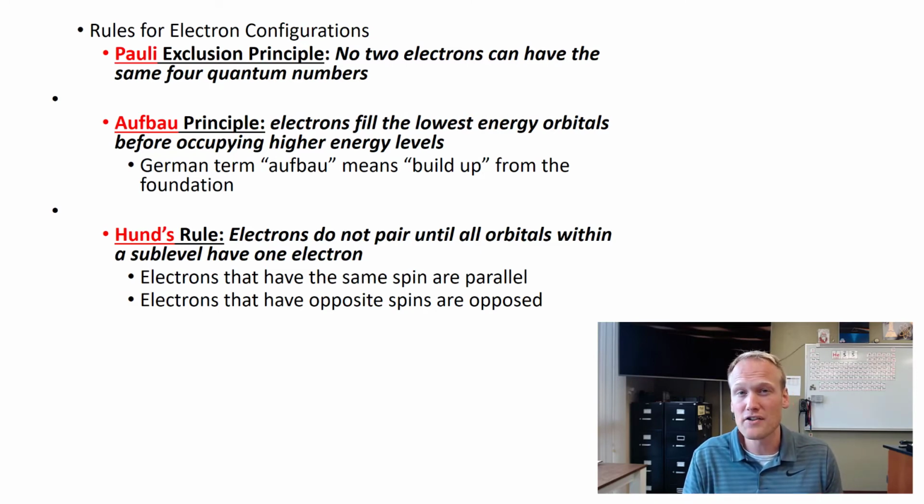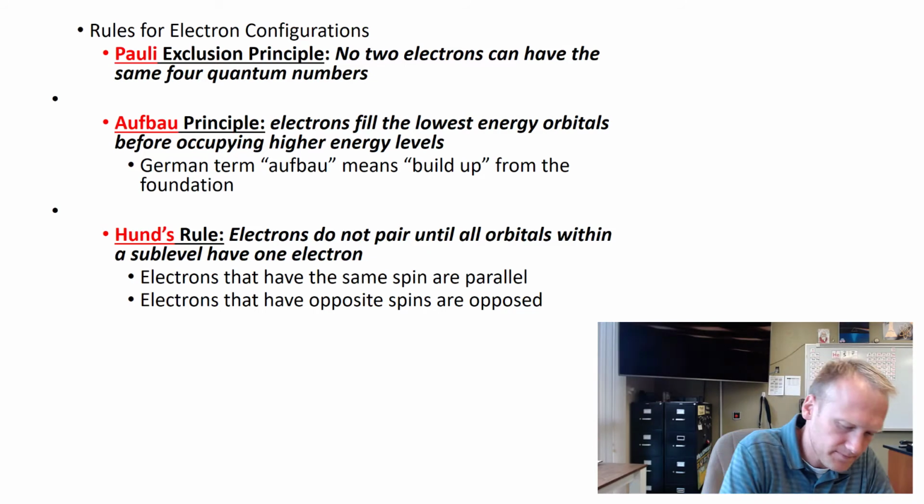We'll fill that energy level first, then we'll move on to 2, and then we'll move on to 3, and so on. And then finally we have something called Hund's rule. Hund's rule states that when we're filling a sublevel, we have to give every room a patient, every room an electron, every orbital an electron, before any orbital gets 2.